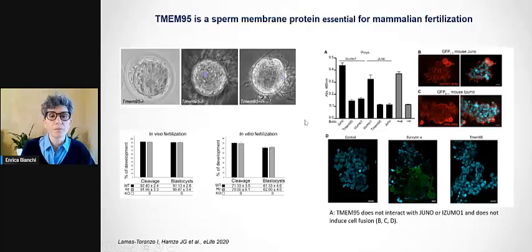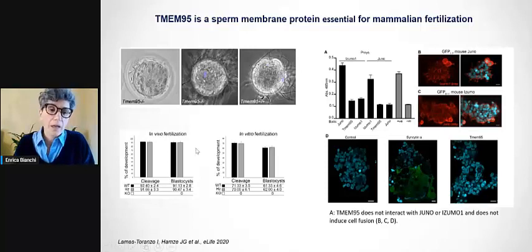Then a colleague in Spain generated the mice knockout for this very same protein, TMEM95, and was able to show that knocking out that gene induces the same phenotype as Izumo1, meaning that when you do fertilization in vitro, you can find sperm inside the perivitelline space, but fusion never occurs between sperm and egg, and so fertilization is not achieved in vitro or in vivo.